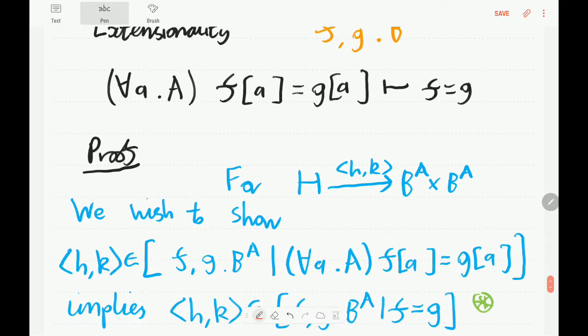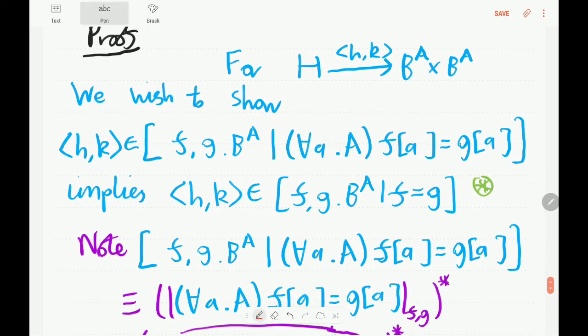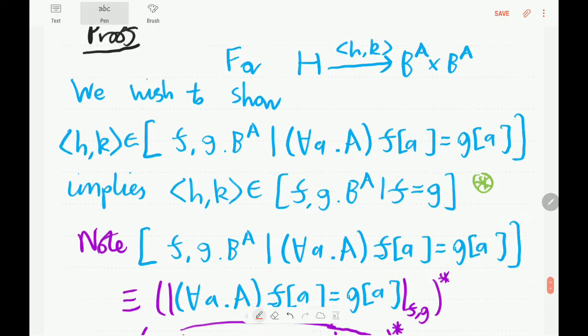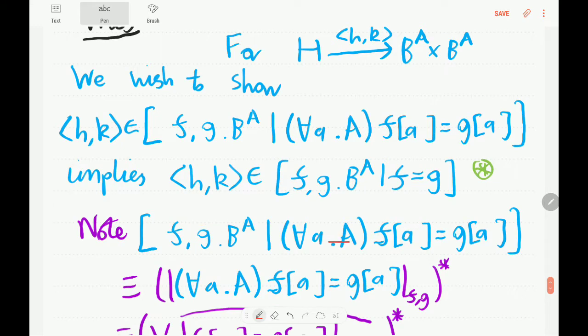So what we're going to do is suppose we have a general arrow h comma k into B to the power of A times B to the power of A, and we want to show that if h comma k is in this extension of the thing on the left, then it's in the extension of the thing on the right. Okay, so firstly, how are we to understand this extension of the thing on the left? So this is, in other words, the extension of for all a, f evaluated on a equals g evaluated on a, extended over f and g in B to the power of A.